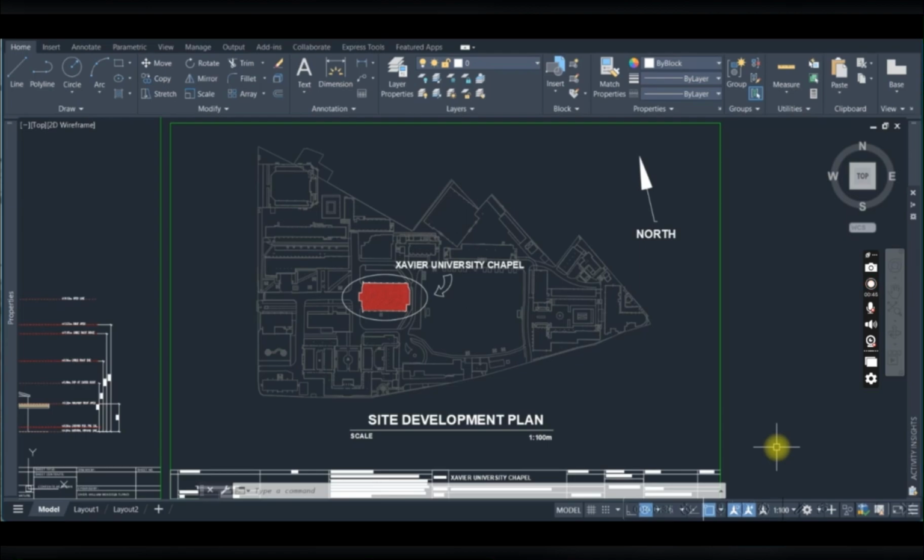Next is the location map or the site development plan. The location map is the quote-unquote where aspect of your planning application. It shows where you are proposing your development and will include a fairly large area around the development site. So basically, this is the Xavier University Chapel, which is found inside the campus.